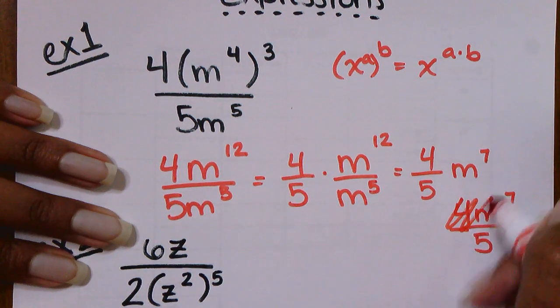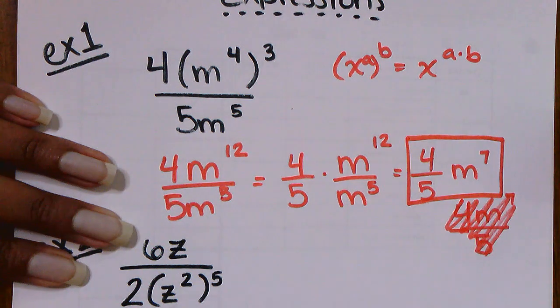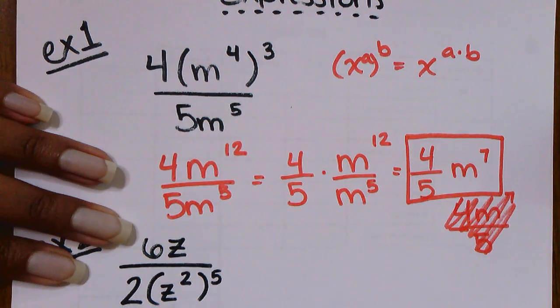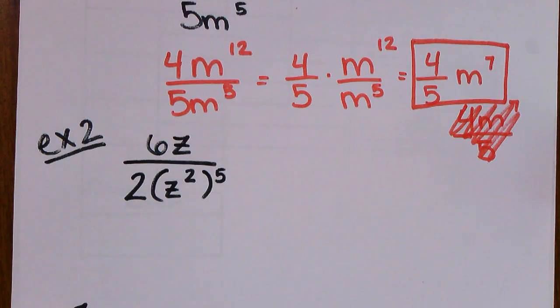I'm sorry, no, we can't write that. We cannot write that. This would be our final answer. Those are not the same. Okay. Actually, no, we could write that. I'm sorry. We could write what I crossed out. Sorry, it's been a long day.